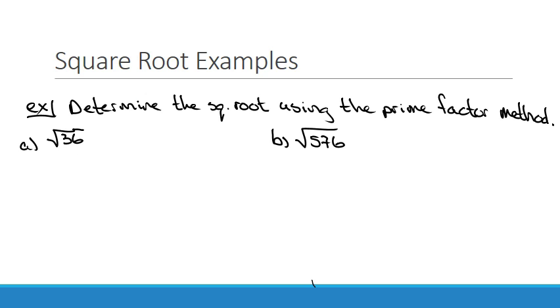Now we're going to look at some examples with square roots. We're going to determine the square root using the prime factor method. You know you can use your calculator, but we're asked to try to find this with prime factors as well. The process isn't bad, so it's not a bad thing to learn this. Let's begin. The first thing we're going to do is find the prime factors of 36, or whatever your radicand is. In this case, it's 36.